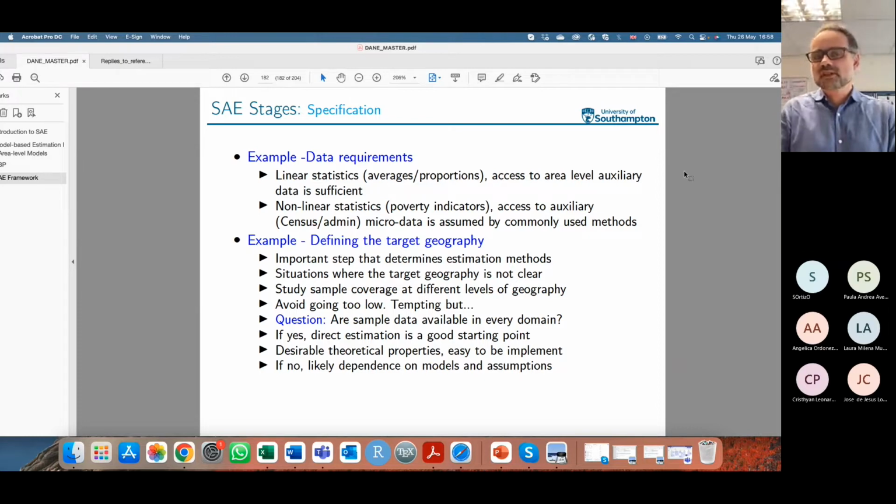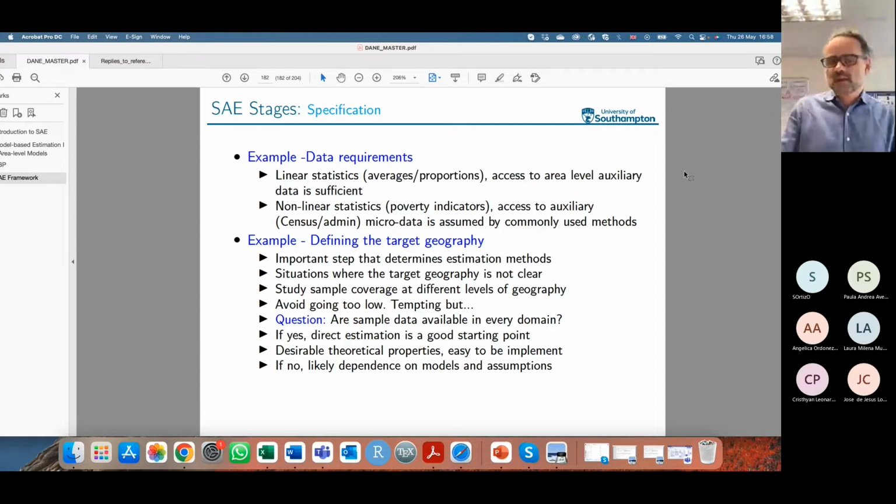Questions of the kind, whether you have sample data available in every domain, are important. So starting by looking, for example, at the distribution of your sample size in the domains of interest or the geographical areas of interest is really important. If you had sample data in every domain, then the question is, why don't you use some direct estimator as a good starting point, because you have observations in every domain of interest. Again, in most real applications, this might not be the case, as is the case in DANE.